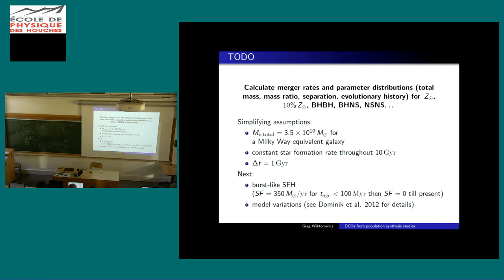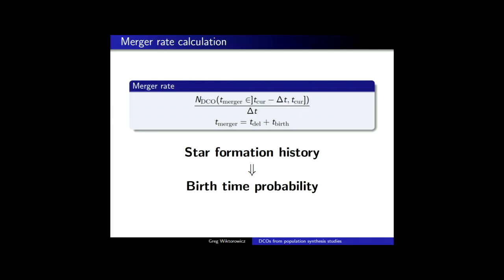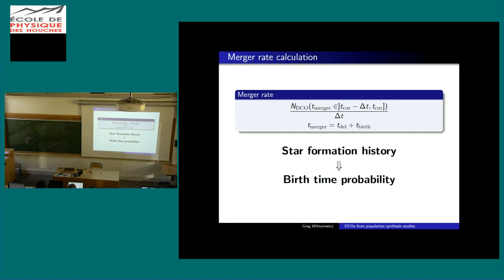So I think it's simpler, but you can also calculate the probability that some system will fall within this range, T current minus delta T to T current, so within 9 gigayears and 10 gigayears. And then you don't have to repeat this again and again. You can just multiply by this scaling factor.